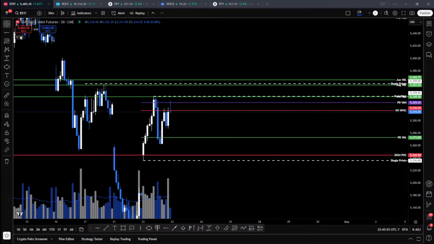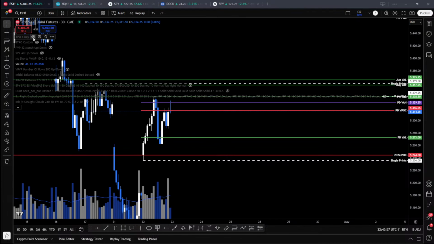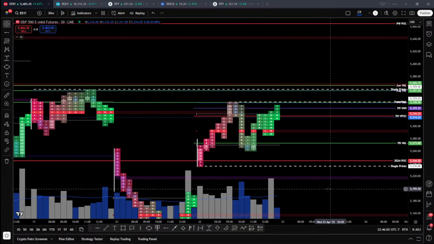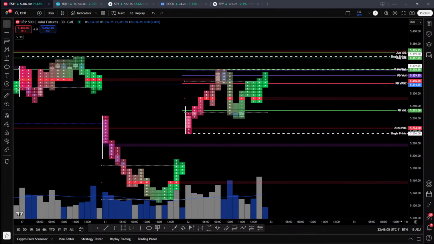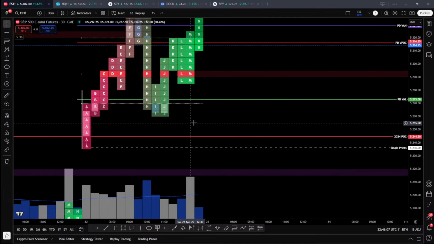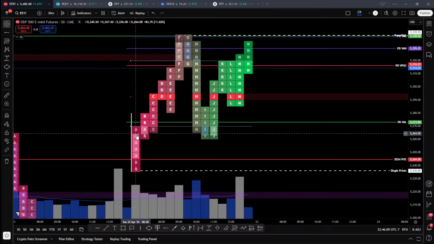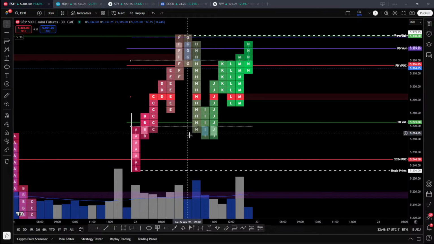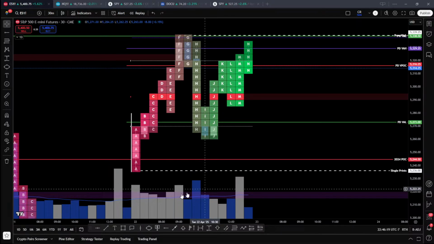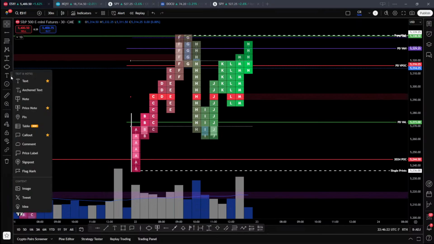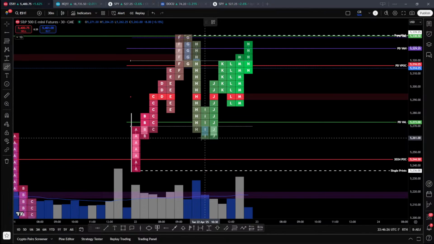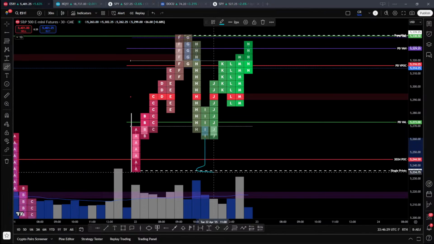So if I turn on TPO, what we're looking at is, again, on 30 minutes, regular trading hours, it just happens that it's the A period this time that made a new low of the day, right? And at the low of the day, there's no other blocks that came down here. So for instance, if these blocks happen to come down, whoa, that was funky.